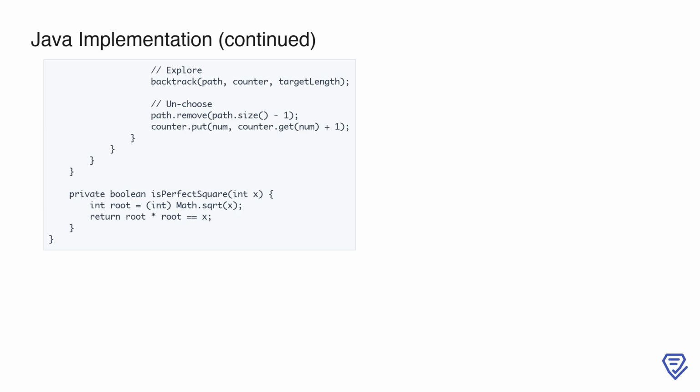The helper method isPerfectSquare is used to determine whether the sum of two numbers is a perfect square. It takes an integer x as input, calculates its square root, and checks if squaring the integer part of the root gives back the original number. This check is critical for ensuring that the array satisfies the Squareful condition at every step. By combining these recursive and mathematical components, the solution efficiently explores all valid permutations while skipping invalid ones.